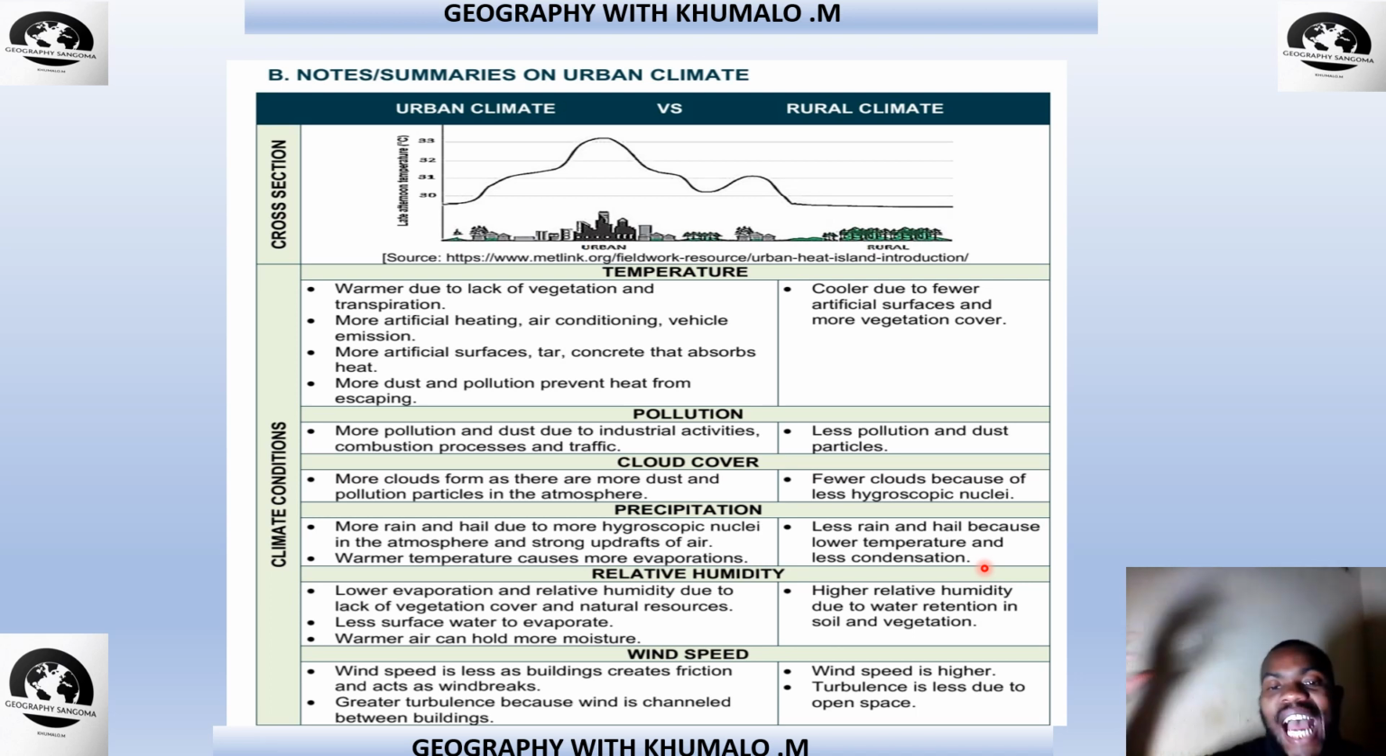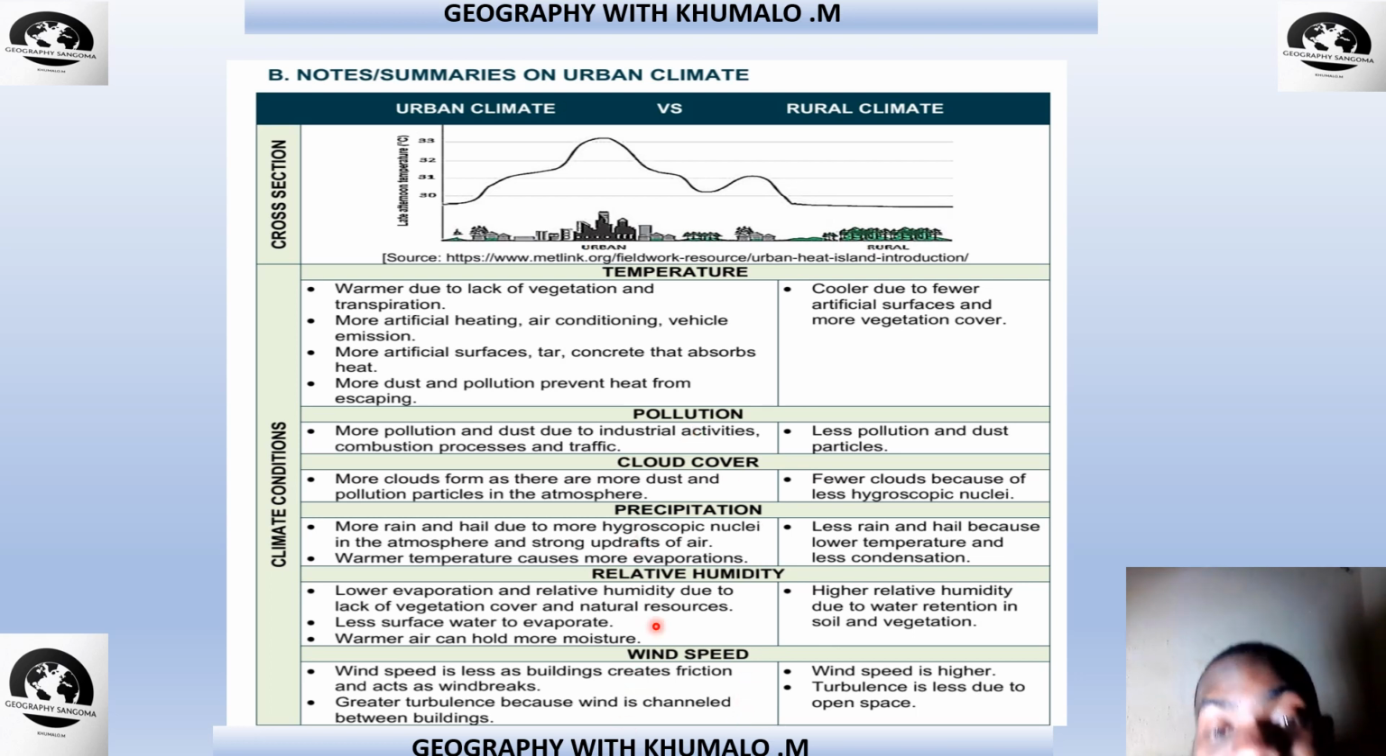We know that we have done it in grade 11, we have done it in grade 10. Then we look at the relative humidity that is dealt with in grade 10. Now in urban areas, there is low evaporation and relative humidity due to lack of vegetation cover and natural resources. There is less surface water to evaporate and warm air can hold more moisture. That is in the urban climate. And then in the rural, there is higher relative humidity due to water retention in soil and vegetation.